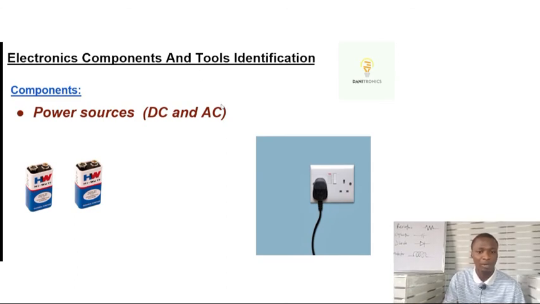But the other type of power source we have is the alternating current power source. That is the power source that we get from our wall socket. Anytime we plug a device into our wall socket, the current that flows into our device is called an alternating current. It changes its state, it alternates. I think the next slide will give us a better understanding of what I'm talking about.